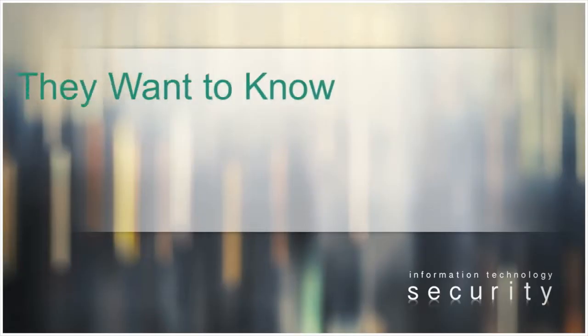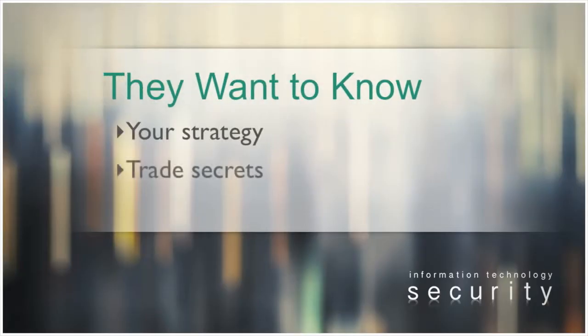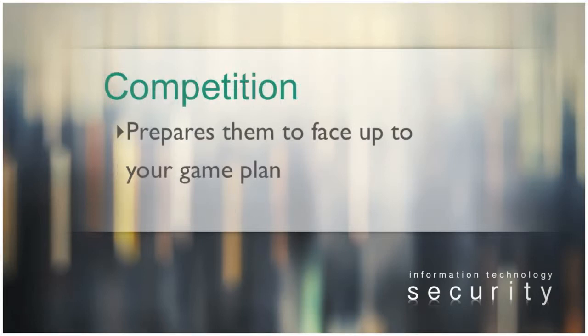So we were talking about information loss and the information that can get into the hands of your competition. Right. The competition can sometimes get someone to gather information on their behalf. They may want to know your strategy, trade secrets, or intellectual property. The information could prepare them to face up to your game plan. As an organization, you need to protect your own data and identify vulnerabilities.